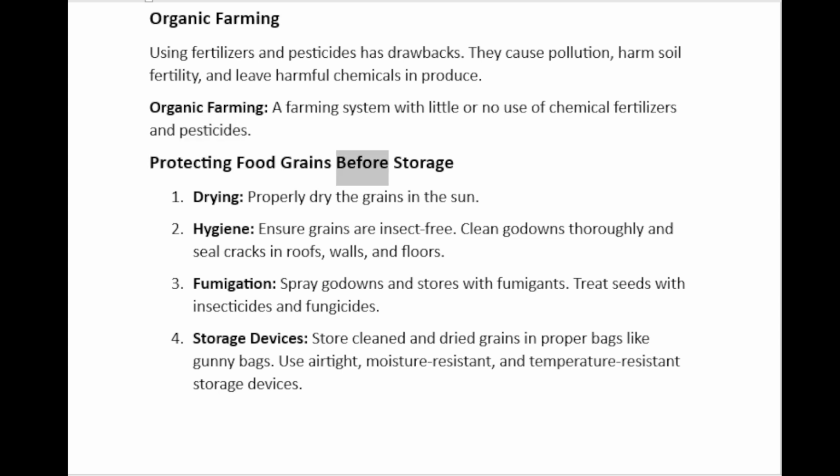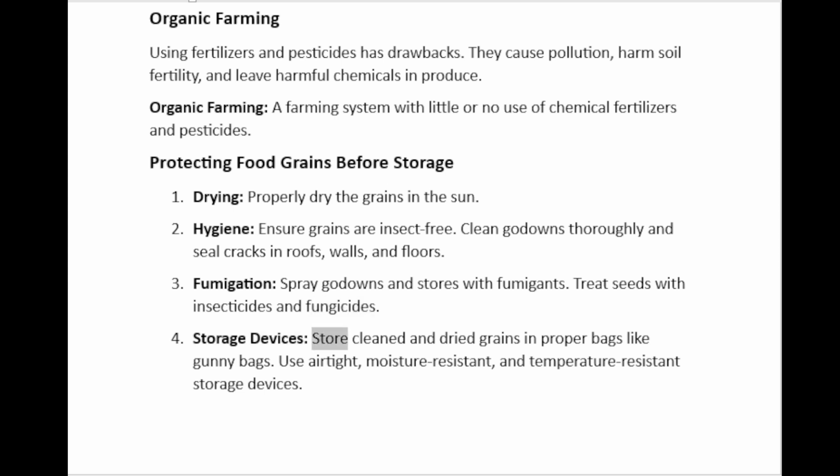Protecting food grains before storage. Drying: properly dry the grains in the sun. Hygiene: ensure grains are insect-free. Clean godowns thoroughly and seal cracks in roofs, walls, and floors. Fumigation: spray godowns and stores with fumigants. Treat seeds with insecticides and fungicides.